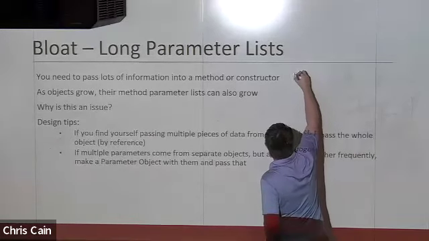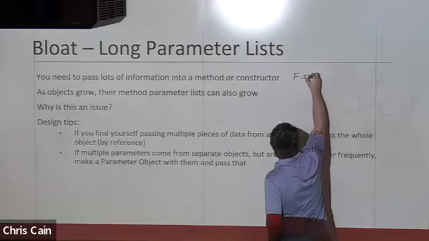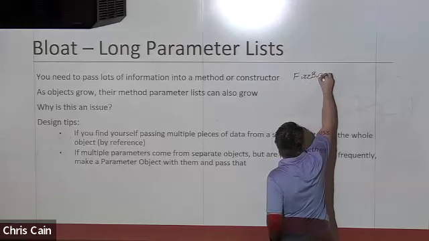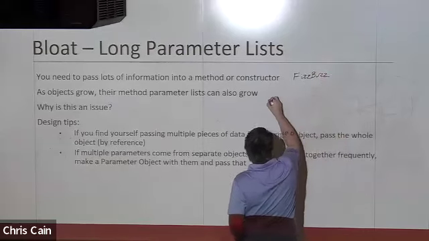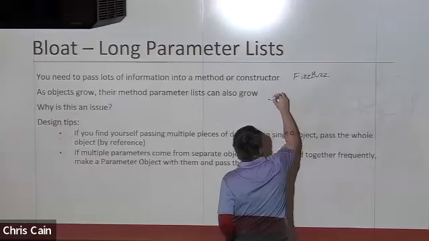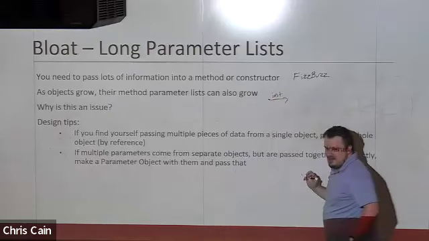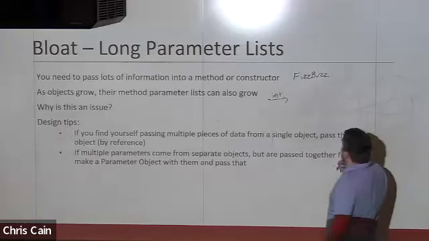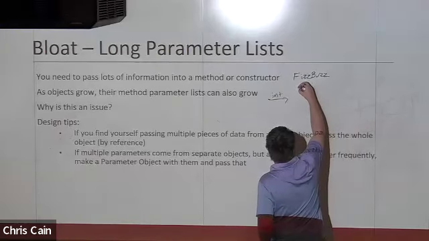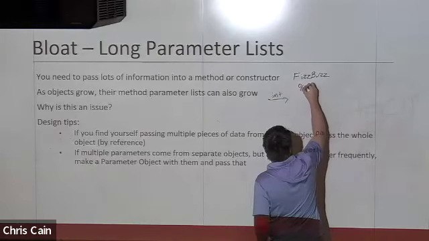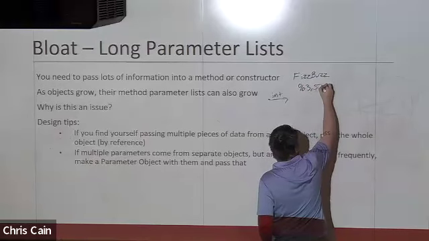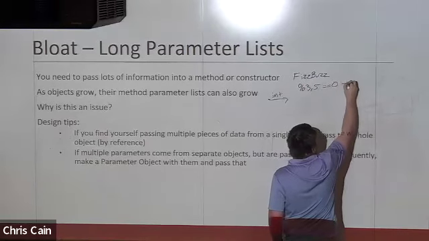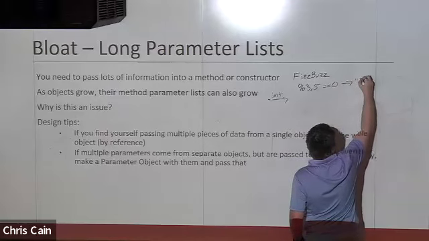FizzBuzz is a simple program where we input an integer and we want to figure out, is that integer divisible by 3, divisible by 5, both, or neither? So if it's divisible, I will call mod 3 and 5 is 0. Then we want to output the string FizzBuzz.